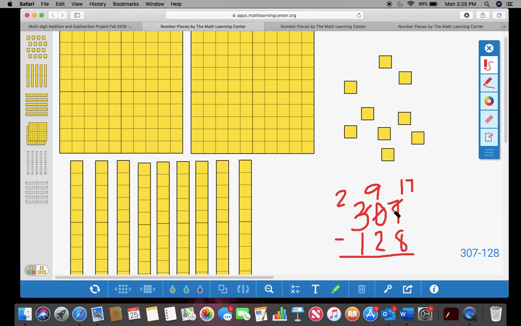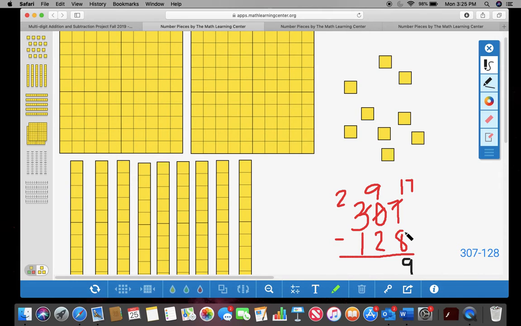So we did 17 minus 8, and we got 1, 2, 3, 4, 5, 6, 7, 8, 9. So we do have 9. Let me just change the color for the sake of not being confusing. So 9 is what we would put in our ones place.